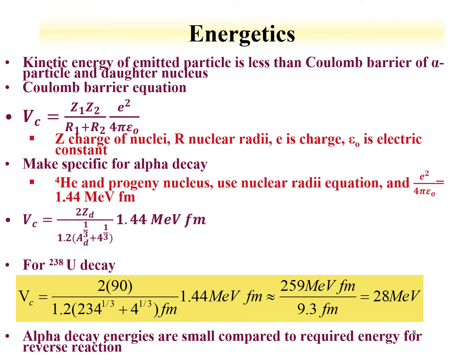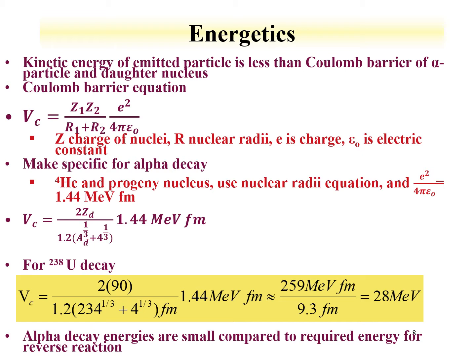So let's look at this for uranium-238. The alpha particle Z is 2. The daughter would be thorium, so we use a Z of 90. We put in the values 1.2 times A daughter to the 1/3 plus helium nucleus to the 1/3 times 1.44 MeV Fermi. And what we get is a Coulomb barrier of 28 MeV. So this says the alpha decay energy, while it emits with, on the order of 4 MeV, to reverse the reaction would take 28 MeV. So the alpha decay energies are small compared to the energy required for the reverse reaction.